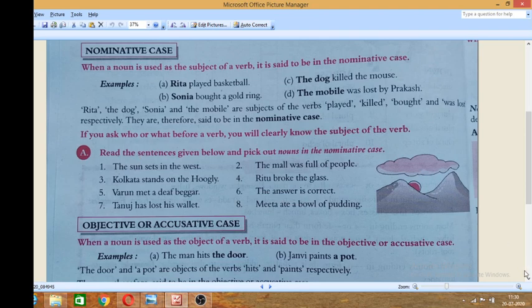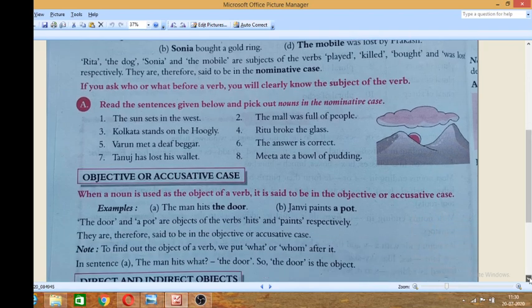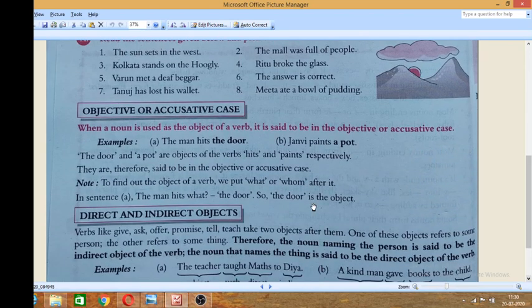Now come to the next. Next is objective or accusative case. What is objective case? When a noun is used as the object of a verb, it is said to be in the objective or accusative case. You can see that the man hits the door. Here the subject is the man and the object is the door. The man hits what? The man hits the door. That is why the door is the object here. Here the noun, the door, is in objective case.